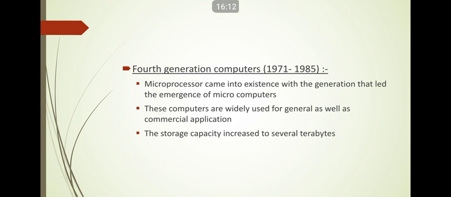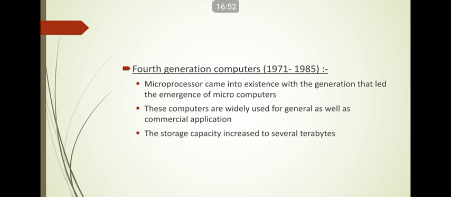Now the next generation is the fourth generation computer. The time slot of fourth generation computer is 1971 to 1985. Again, I am repeating the time slot, 1971 to 1985. In this generation, the technology which came into existence was the microprocessor. Microprocessor came into existence in this generation, and it led to the emergence of microcomputer.